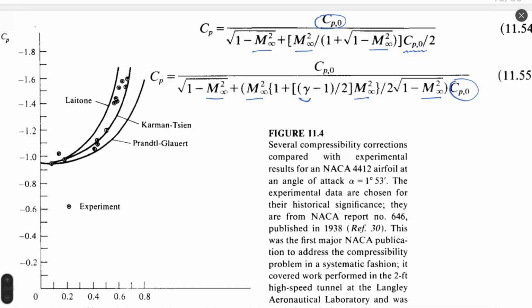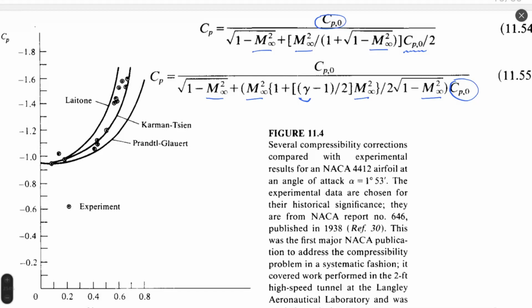We must understand that equations 54 and 55 are purely empirical equations. They are not related directly to the solution of Laplace's equation or the solution of the potential equation for compressible flow. They are a result of processing of many experimental data, and for some experimental data, for some airfoils or for some airplanes, the Karman-Tsien correction is better. For another, the Laitone correction is better.